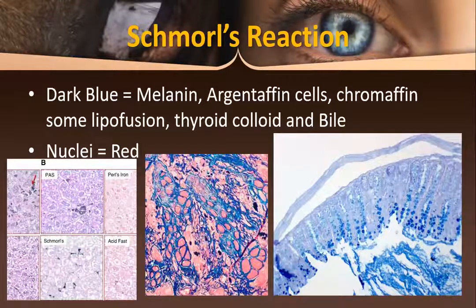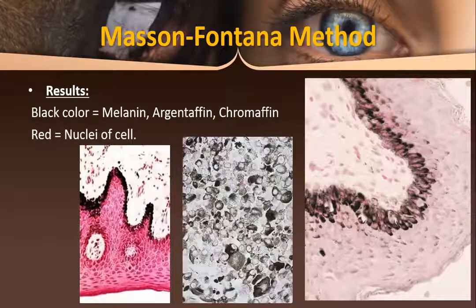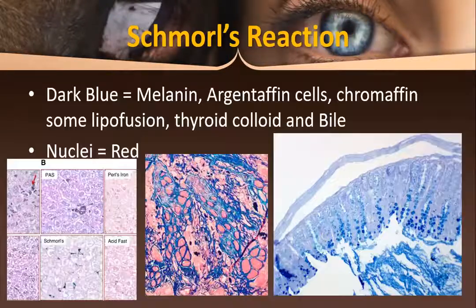In Masson-Fontana interpretation you observe dark staining, but in the Shimori reaction you will observe melanin with blue color. Here you can observe blue color accumulation in the tissue. The central slide is from muscle, where you can observe different melanin deposition. So this is the interpretation of the reaction.